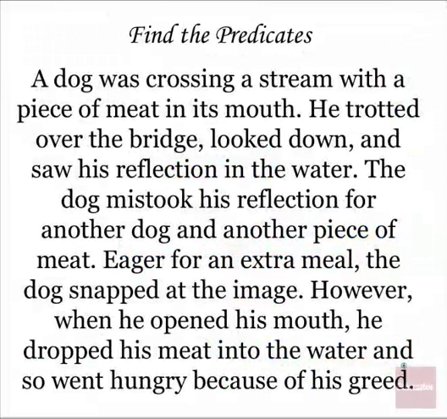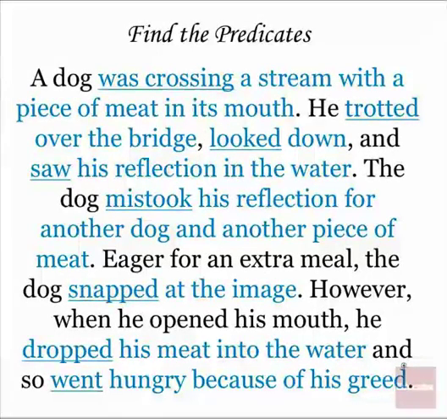All right, see if you can find the predicates and underline the verbs in this passage. A dog was crossing a stream with a piece of meat in its mouth. He trotted over the bridge, looked down, and saw his reflection in the water. The dog mistook his reflection for another dog and another piece of meat. Eager for an extra meal, the dog snapped at the image. However, when he opened his mouth, he dropped his meat into the water and so went hungry because of his greed. It's a fable from Aesop. Take a good look. Pause the video if you need to.